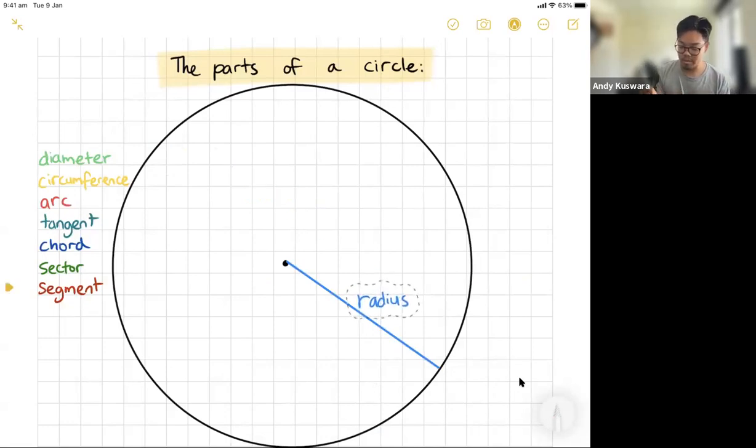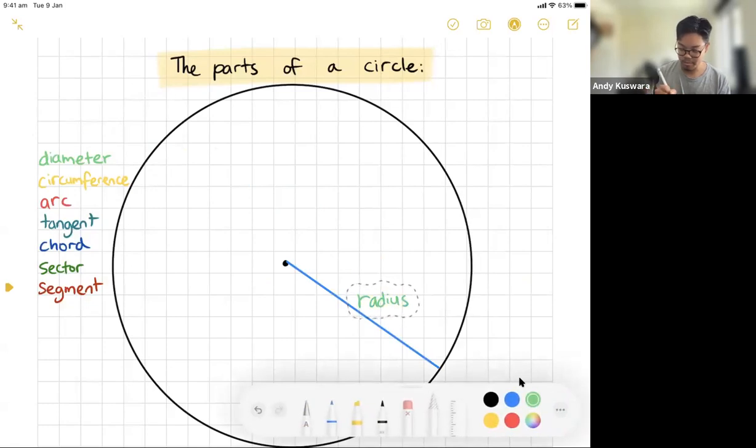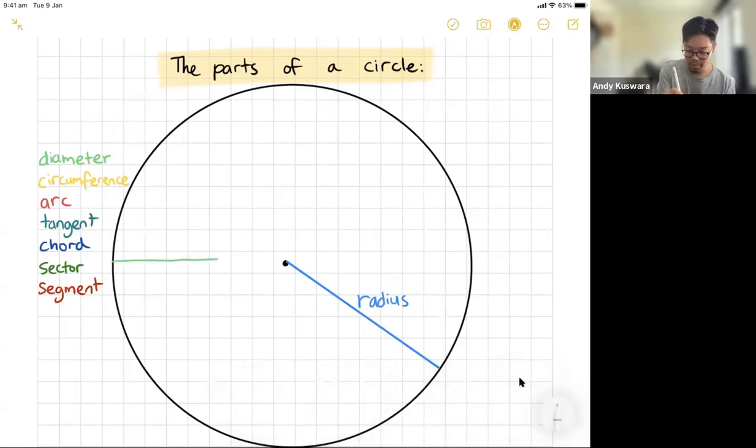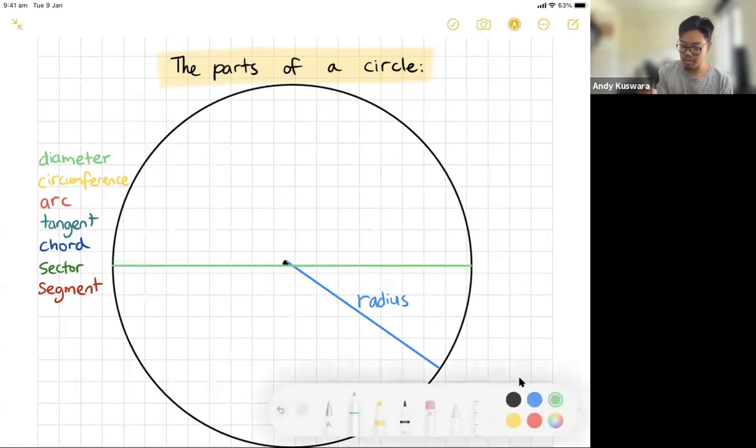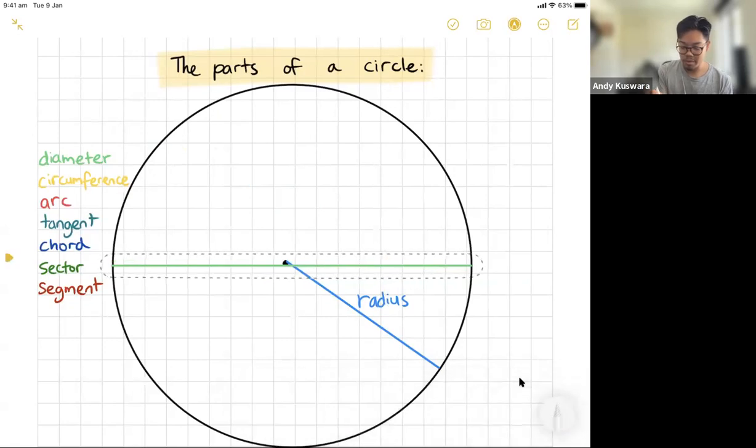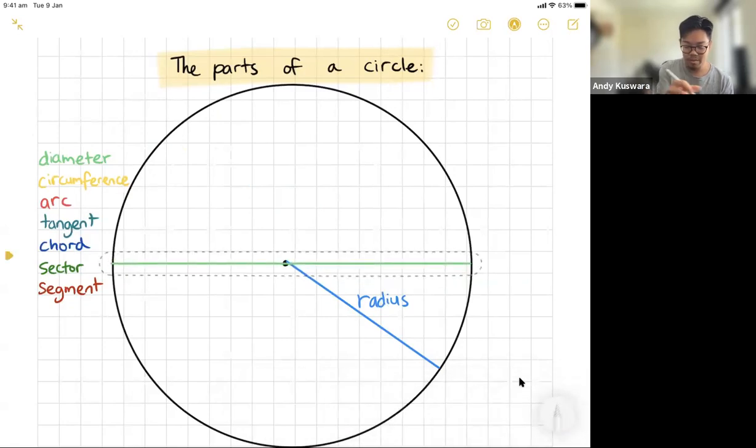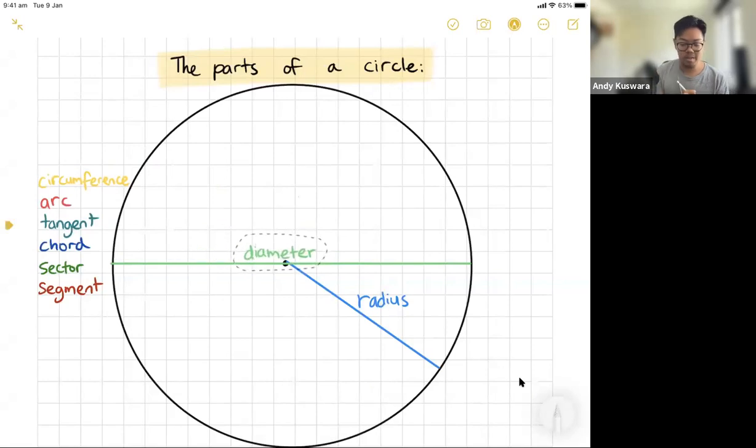Now, diameter. Diameter is this other thing. So diameter is any line that goes from one side of the circle all the way to the other side of the circle, and it passes through the middle. So that there is your diameter. Okay, so any line that goes from one side all the way through the other side and touches the center, that's what we call your diameter.